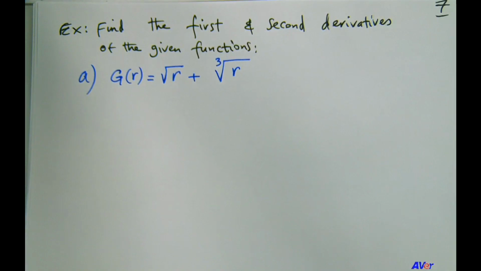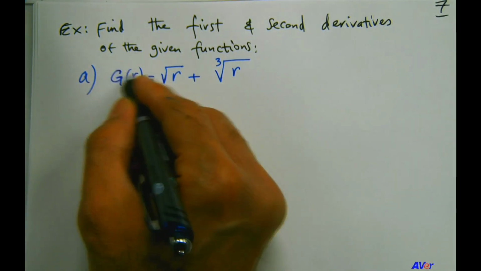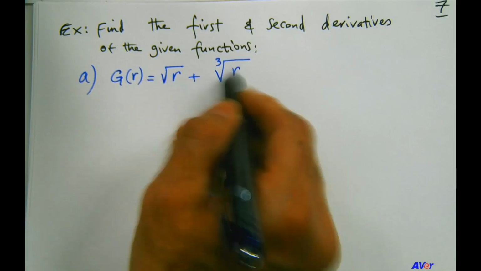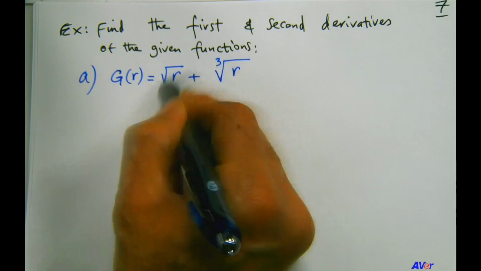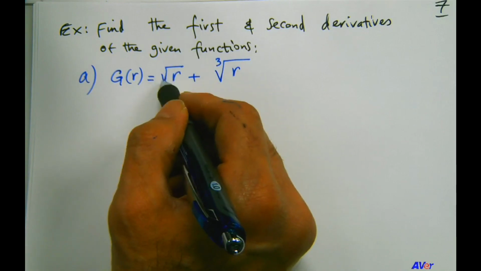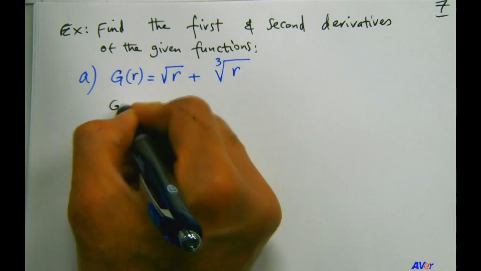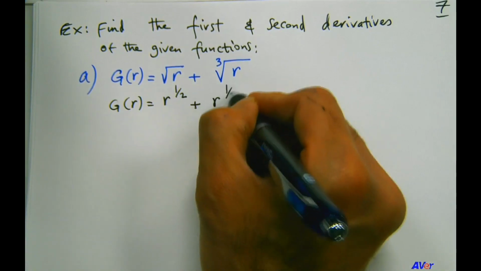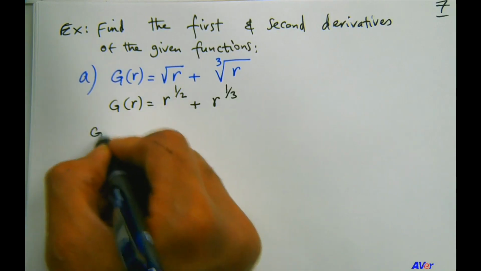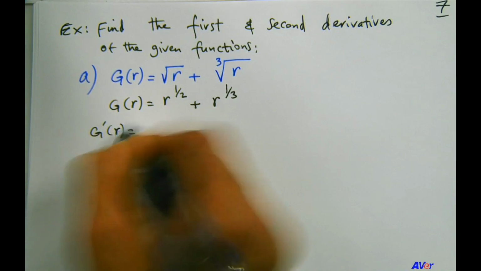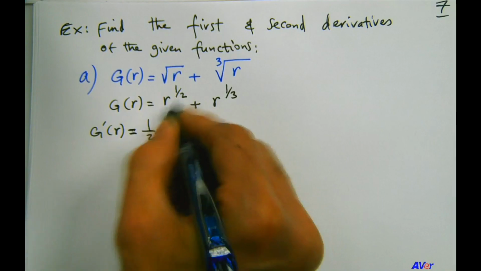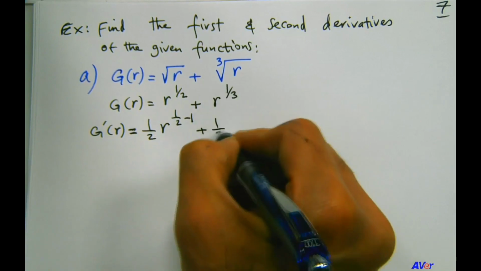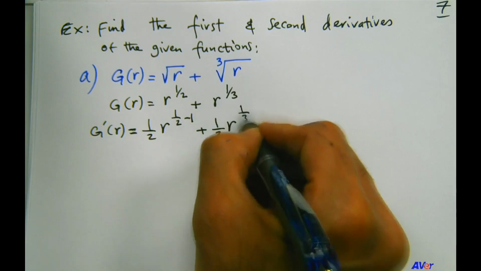So the first and second derivative would be, since this is g of r, we're going to call that g prime of r and g double prime of r. But before that, let's rewrite these in terms of rational exponents, because we know that doing that will help us find the derivatives easier. So g of r is equal to r to the 1/2 power plus r to the 1/3 power. Okay, now g prime, or the first derivative, is simply bring that power down and in front, times r, reduce that power by 1, plus bring the 1/3 in front, multiply by r, and reduce that power by 1.